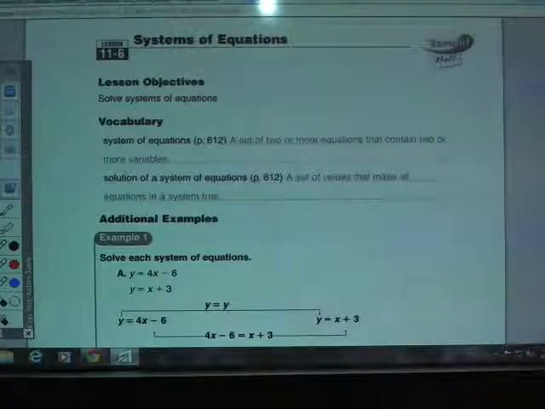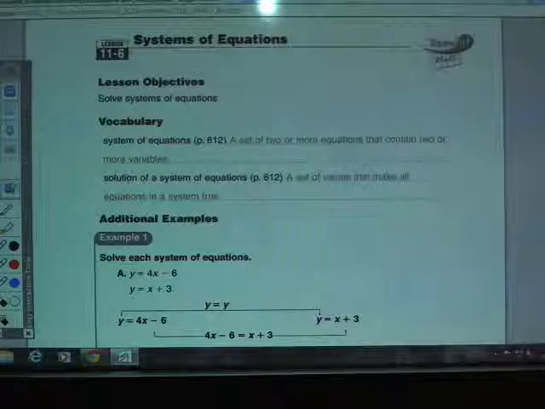So let's review. What is a system of equations? A system of equations is a set of two or more equations that contain two or more variables. Really, that's exactly what they're going to focus on here in this section. Two equations with two variables, x and y. But truth be told, the system of equations can be any number of equations. We can have 3 equations and 3 variables, 4 equations and 4 variables, 5 equations and 5 variables, whatever we need.